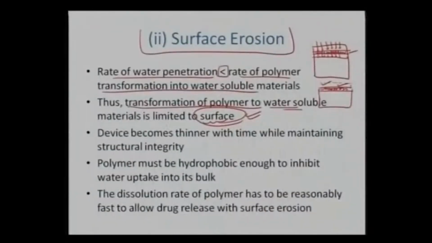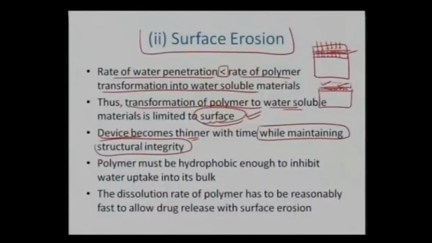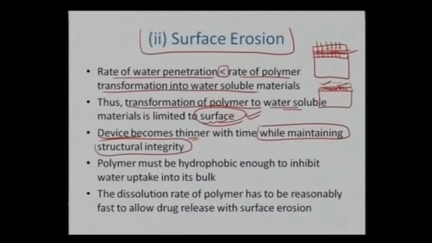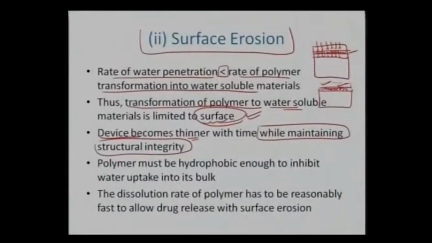So what is happening in the process? The device starts becoming thinner and thinner while maintaining its structural integrity. So it is not like the previous case when the entire polymer is being taken up by the water and there will be sudden cracking and crevice formation in the entire material. In this case, the surface starts degrading and the structure maintains its structural integrity, because it is only the surface which is getting damaged first or getting absorbed. So it gets thinner and thinner because of the surface degradation process, but it maintains its structural integrity. So that is the advantage of this particular surface erosion.